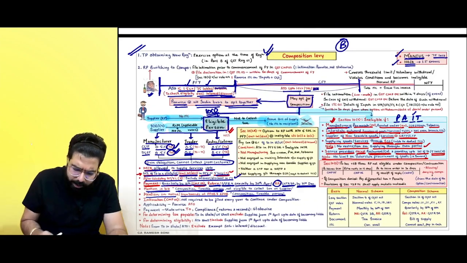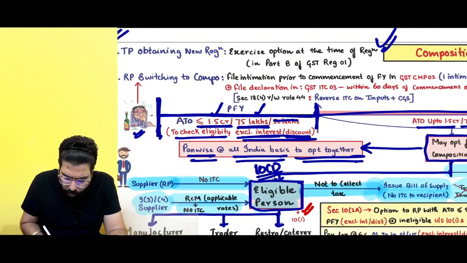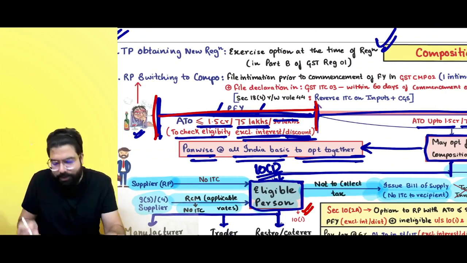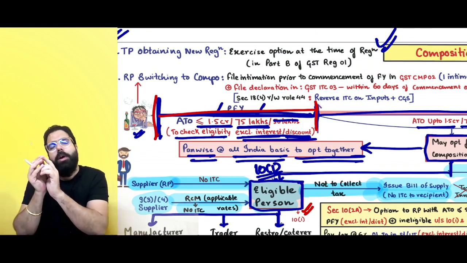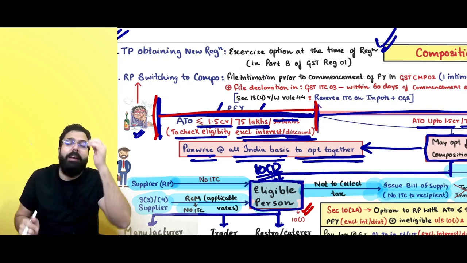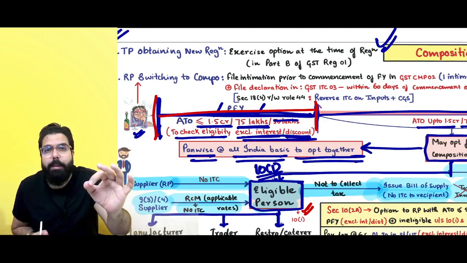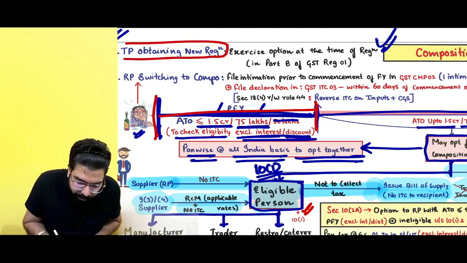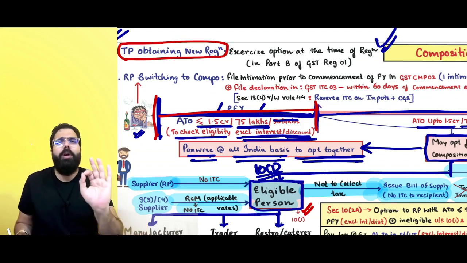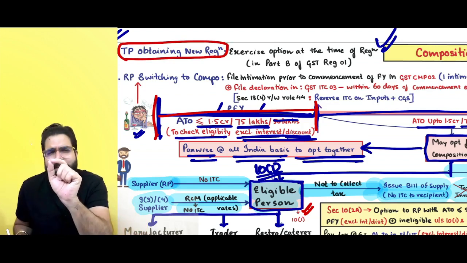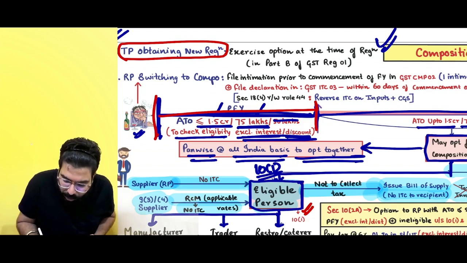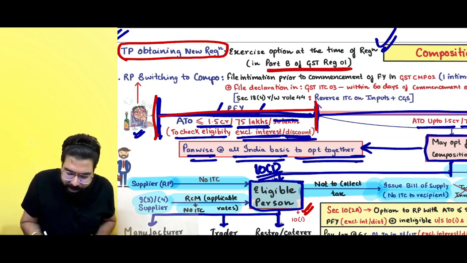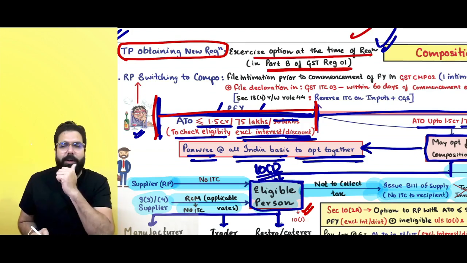Now, sir, tell me one thing. If I want to get into composition, how do I get into composition? If my last year turnover is up to 1.5 crore or 75 lakh, then in the current financial year, if I am going for the composition scheme, always remember one thing. One option is a new registration. When you are taking a new registration, in part B of GST REG 01, there is an option to tick saying I want to opt for composition, and your registration comes as composition. This is one option.